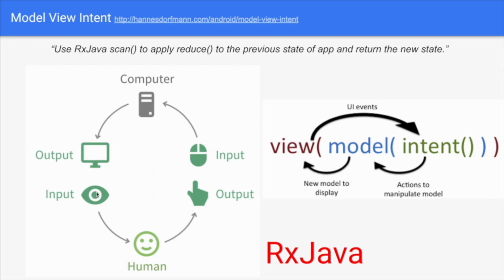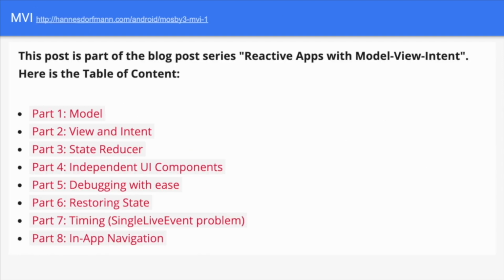The problem is that even knowing MVI is a beautiful design pattern, RxJava has such a high learning curve that it really keeps us from wanting to use the MVI design pattern. And if we look at a typical post explaining how MVI works, we can see in these 8 parts that every part is really focused on using RxJava to get that piece working.